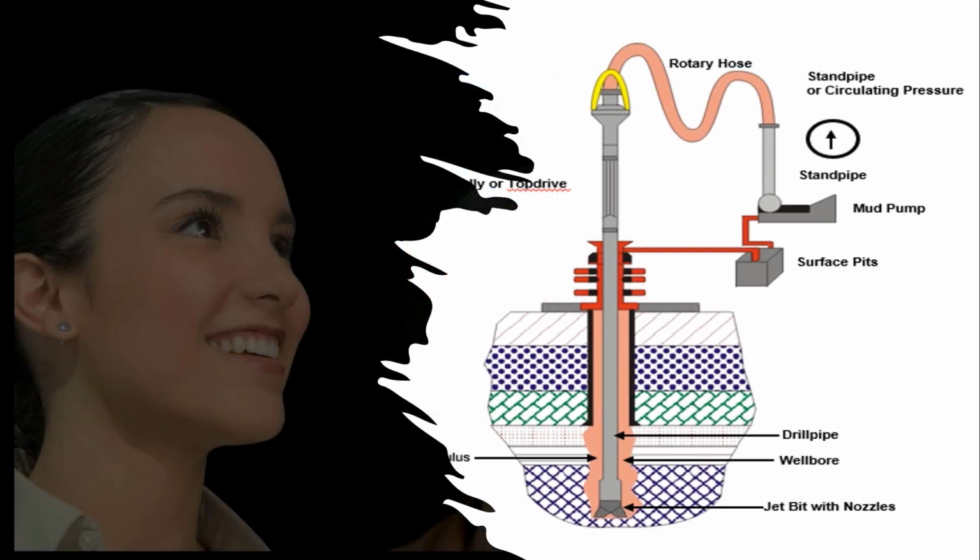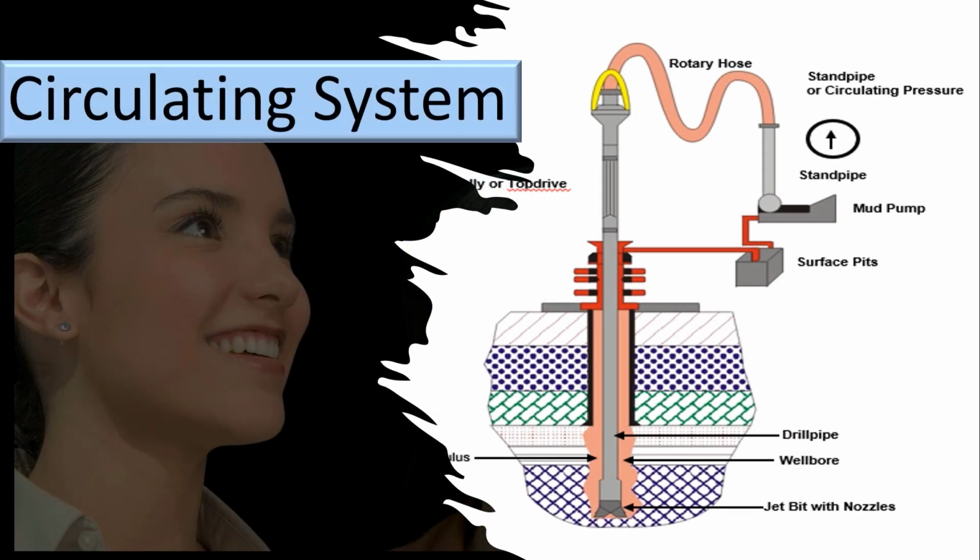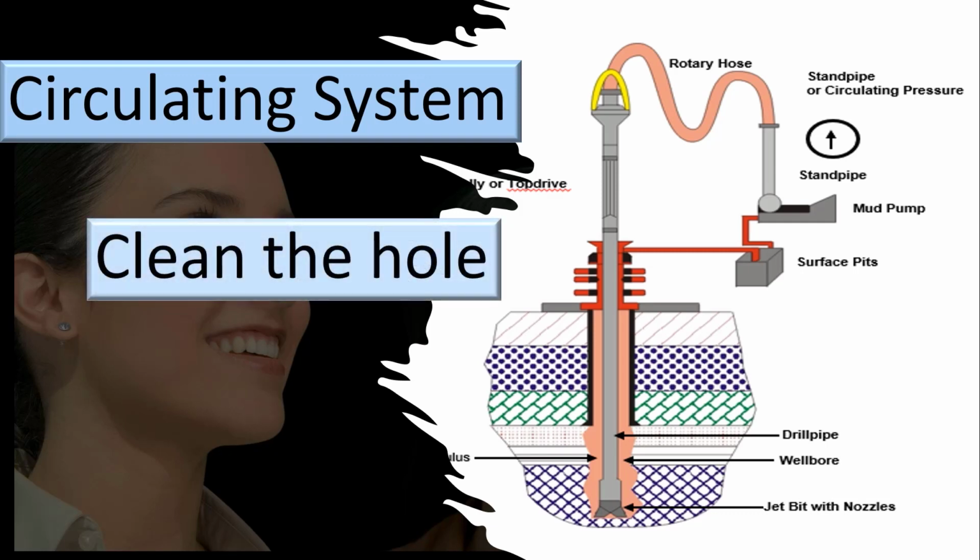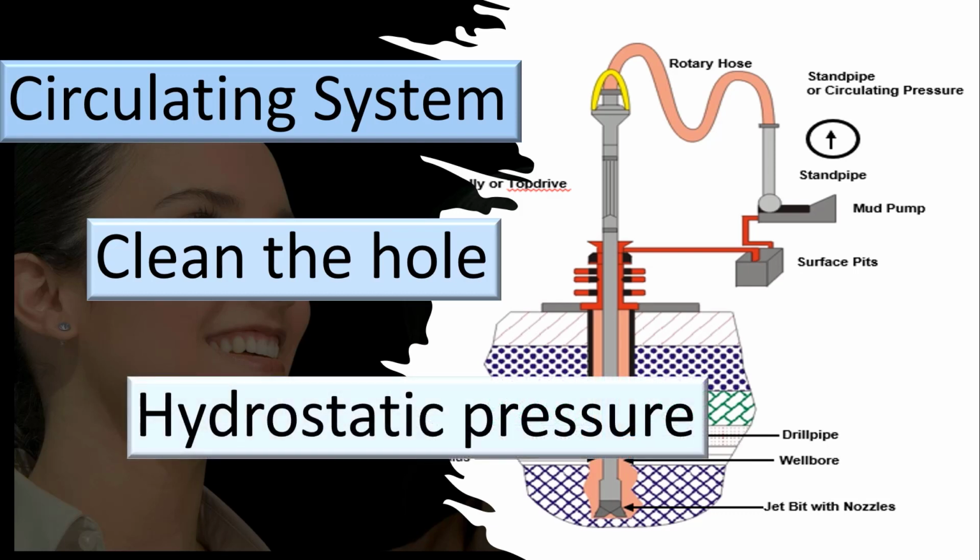The circulating system is used to circulate drilling fluid down through the drill string and up the annulus, carrying the drilled cuttings from the face of the bit to surface. The two main functions of the drilling fluid are: clean the hole of cuttings made by the bit, and exert a hydrostatic pressure on the formation to prevent formation fluids from entering the borehole.